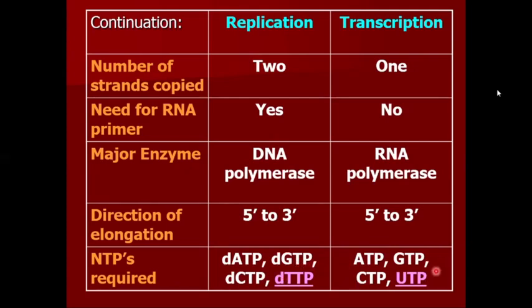Now, the same thing is true in transcription. Only in transcription, what we need is the ribonucleotide of uracil and not thymine. And the sugar is ribose. Okay?